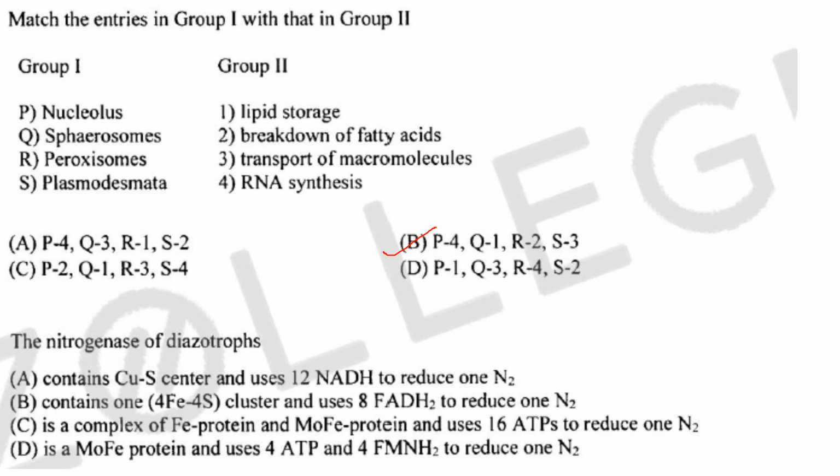Then next one. The nitrogenase of diazotrophs. So nitrogenase is an enzyme responsible for nitrogen fixation in diazotrophs. So it is a complex of iron protein and molybdenum iron protein and uses 16 ATP to reduce 1 nitrogen. That is the correct answer. That is option C.